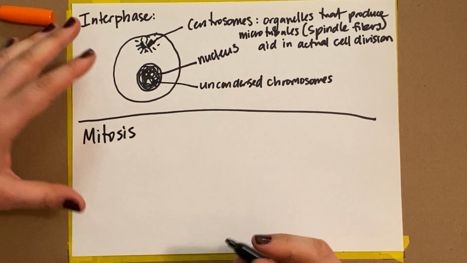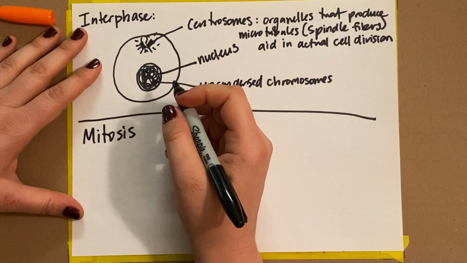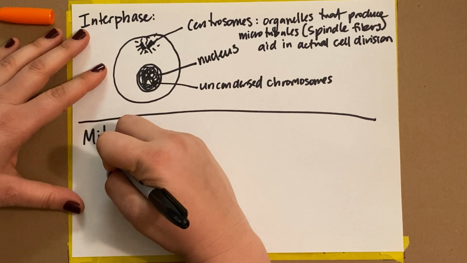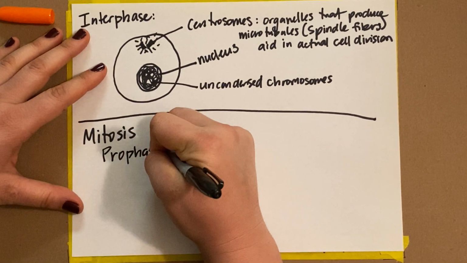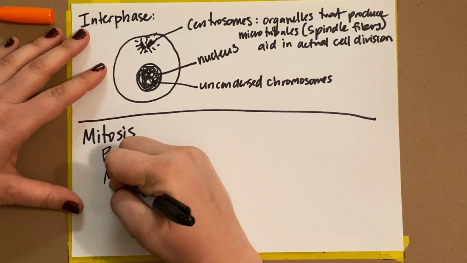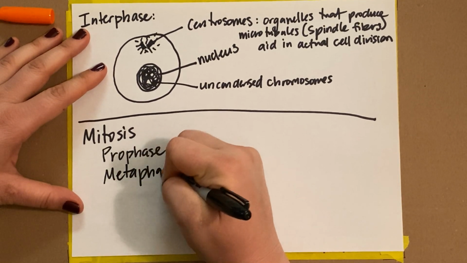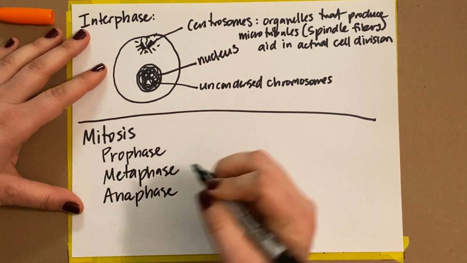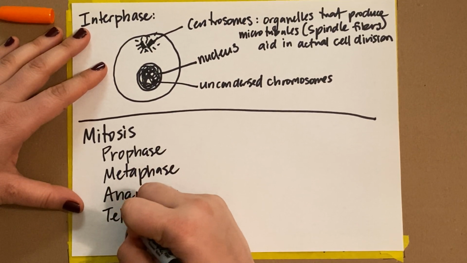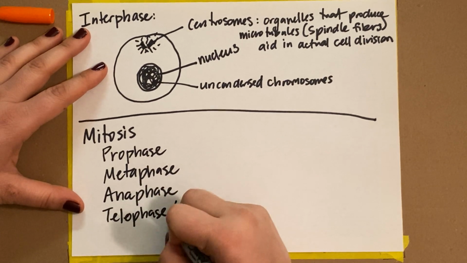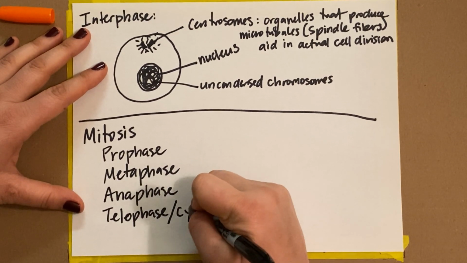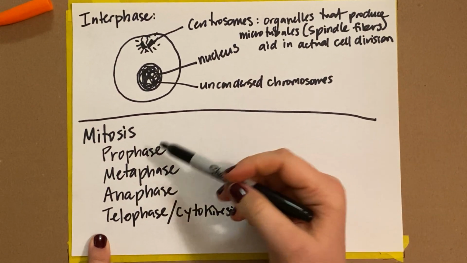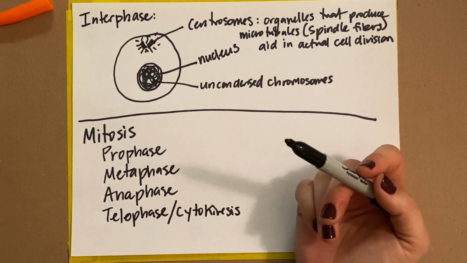So I'm going to write them out first, and then I'm going to draw these for you and show you what they look like in actual cells. So the first stage of mitosis is called prophase. Okay, then we're going to go through something called metaphase, anaphase, and the last stage is telophase. And we usually combine this with cytokinesis. Okay, so I'm going to start going through these different stages and talk about what's actually happening inside the cell during them.